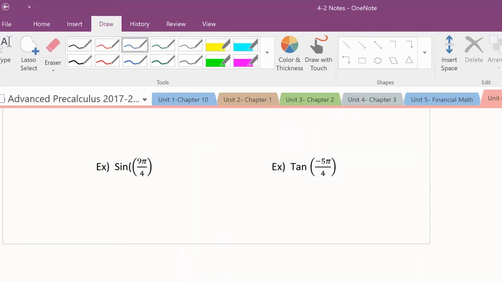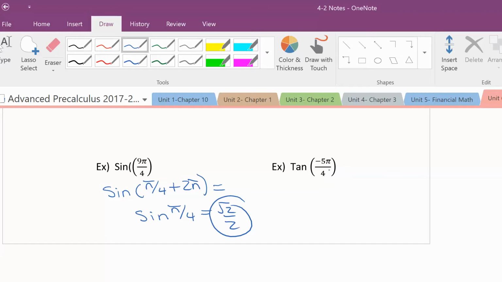If I were to find sine of 9 pi over 4, that is the same as pi over 4 plus 2 pi, which will just mean that you find the sine of pi over 4, which is rad 2 over 2.